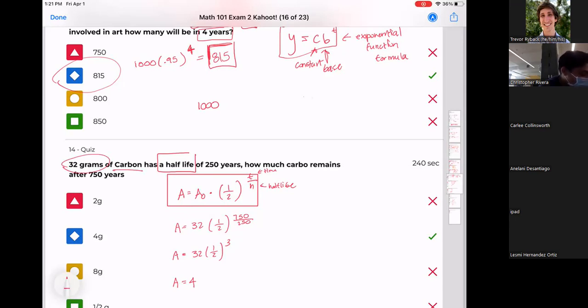The t over h stands for our total time divided by the half-life. Our total time is 750 years. That's how much time has passed since the carbon has been decaying. We plug in 750 and divide that by 250, and that equals 3. Then we can simply do 32 times 1/2. Does anyone know what that is, in their heads?